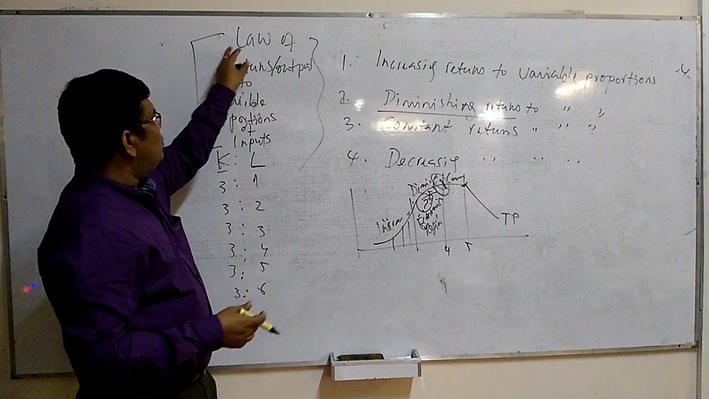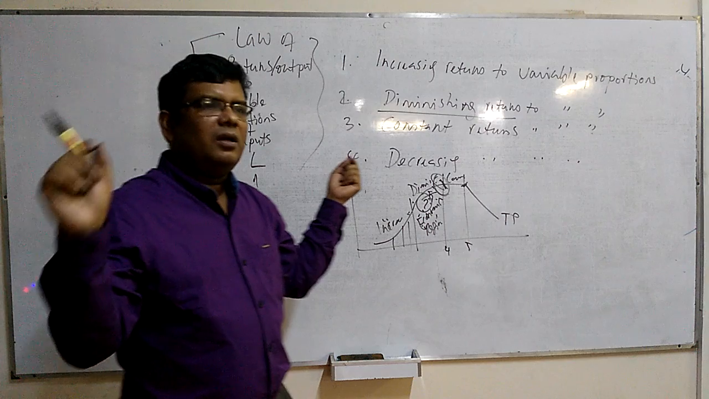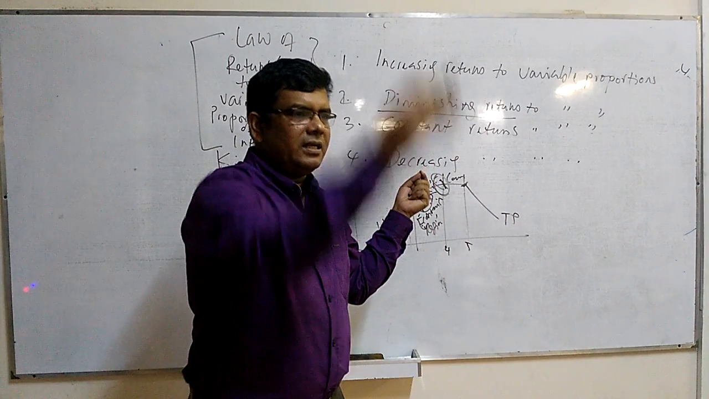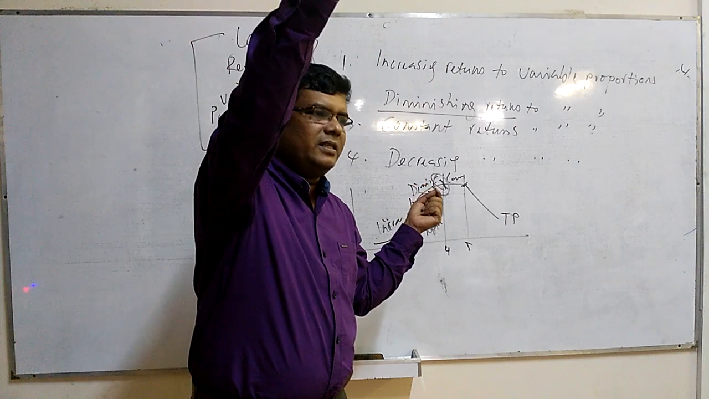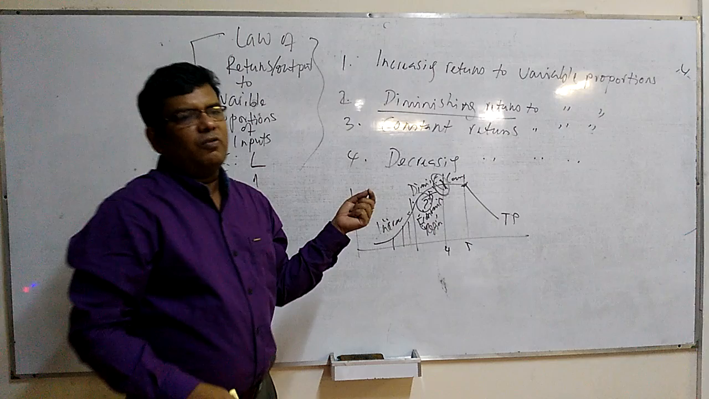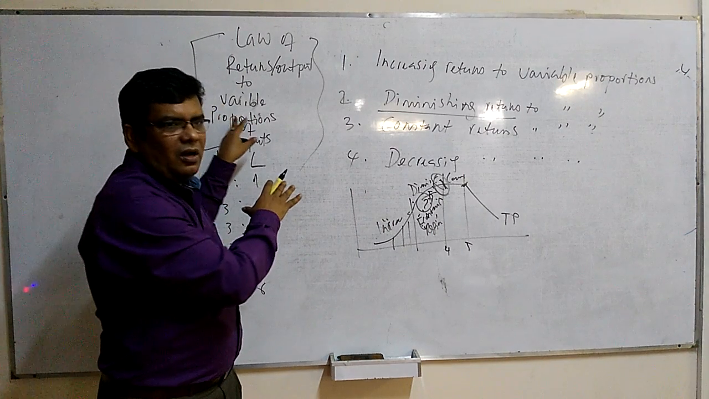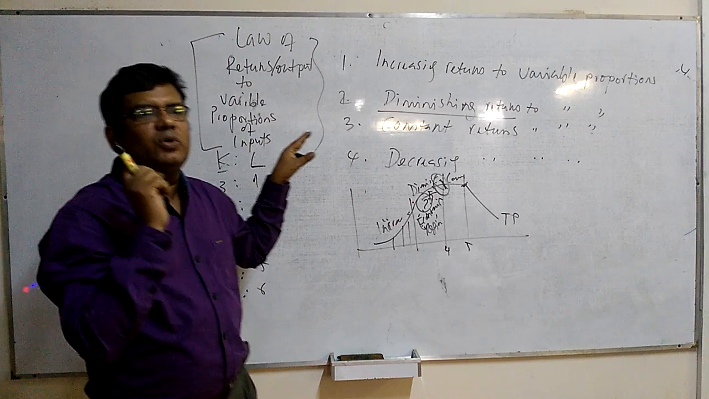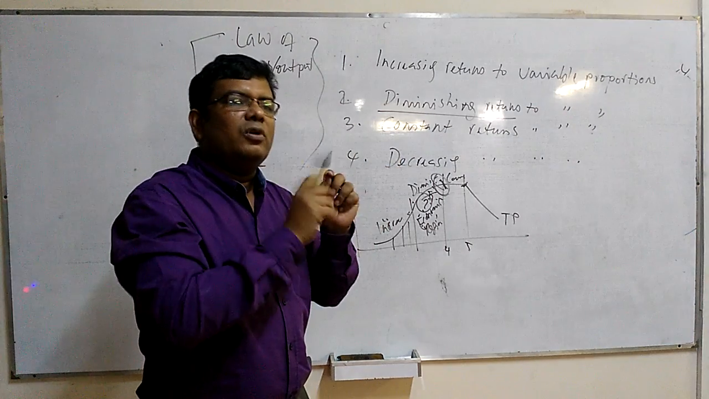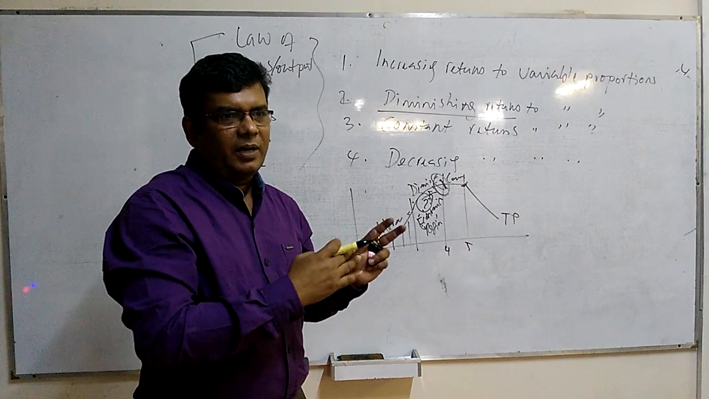So if you are asked to tell about this law, you'll say: keeping all other factors fixed, if we increase only one input, in the beginning the output is increasing at an increasing rate, then the output is still increasing at a diminishing rate, then output remains constant, then finally output falls. So what we found in sum from this law is that if we continue to increase one input, keeping all other factors fixed, output will not always increase.